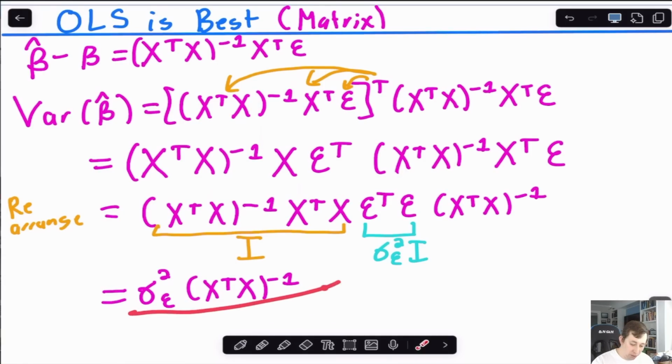I've shown you before that this is the variance of beta hat. I've talked about it in my video on standard errors. If you want to check that out, it's going to pop up in the top right corner right about now. But regardless, now we remember what the variance of beta hat is.